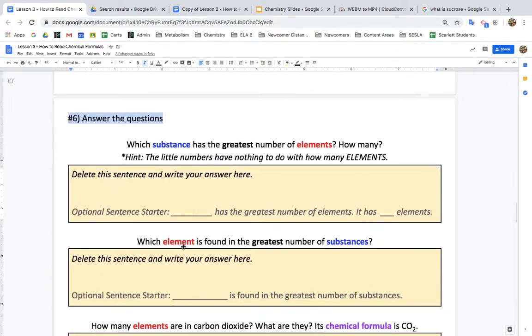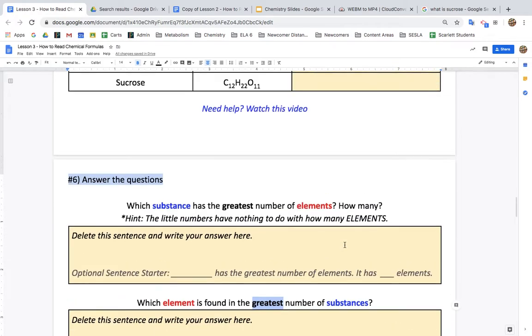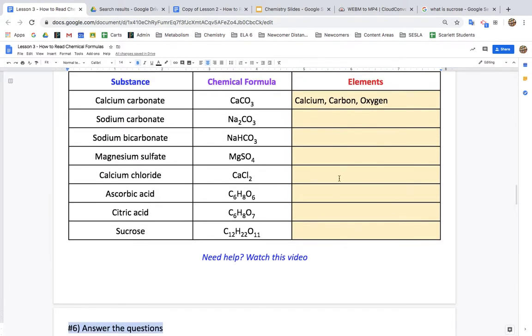Next, which element is found in the greatest or most number of substances? So look here. Is there an element that you keep seeing over and over? For example, if you saw calcium in almost every single box, or maybe it was carbon, or maybe it was oxygen, or maybe it was sodium, is there a word that you are seeing in almost every single one of these substances? If so, what is the name of that element?